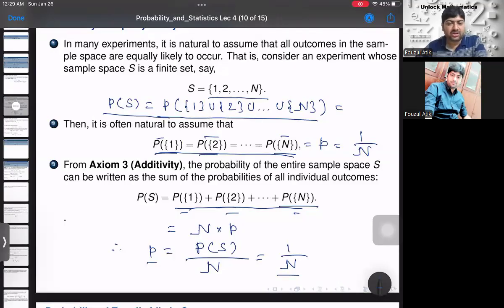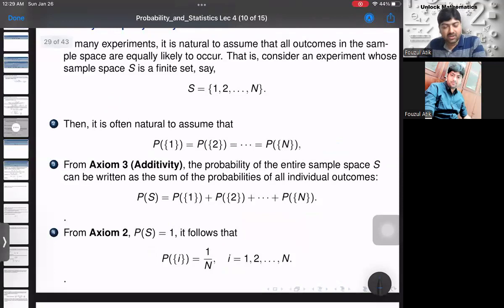Now I can go back to the case where I throw a dice. What will happen? Face 1 will appear with probability 1 by the total number of outcomes. In this case, capital N equal to 6, so 1 by 6. So they have the probability 1 by 6. So this way, we can define one of the outcomes and its probability. So it is 1 by n.